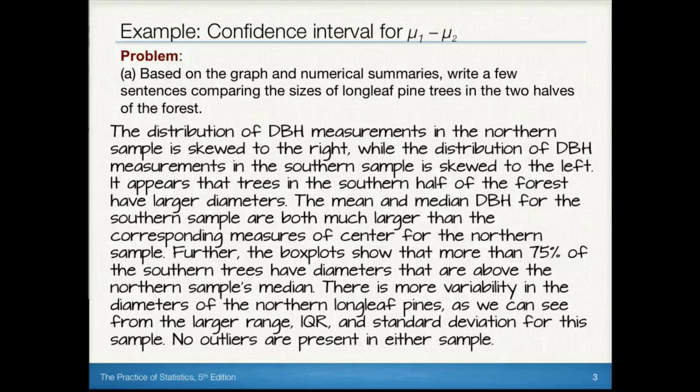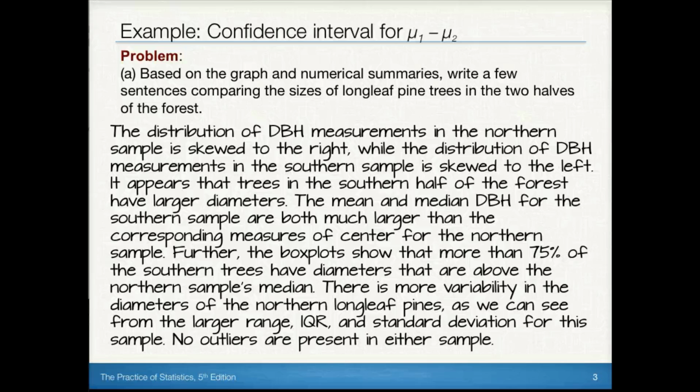Well, the distribution of DBH measurements in the northern sample is skewed to the right, as evidenced by the box plot, while the distribution of DBH measurements in the southern sample is skewed to the left. It appears that trees in the southern half of the forest have larger diameters. The mean and median DBH for the southern sample are both much larger than the corresponding measures of center for the northern sample. Further, the box plots show that more than 75% of the southern trees have diameters that are above the northern sample's median. There's more variability in the diameters of the northern longleaf pines, as we can see from the larger range, IQR, and standard deviation for this sample, and no outliers are present in either sample.